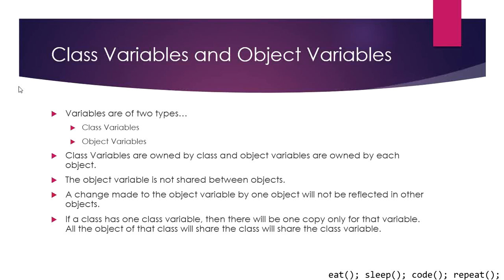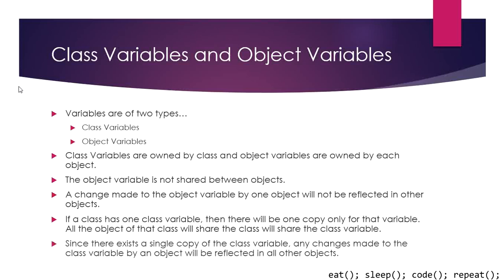If a class has one class variable, then there will be only one copy of that class variable. All the objects of that class will share the same class variable. Since there exists a single copy of the class variable, any changes made to the class variable by an object will reflect in all other objects. There's a difference between class variable and object variable.